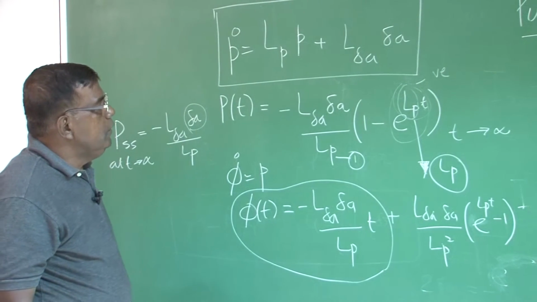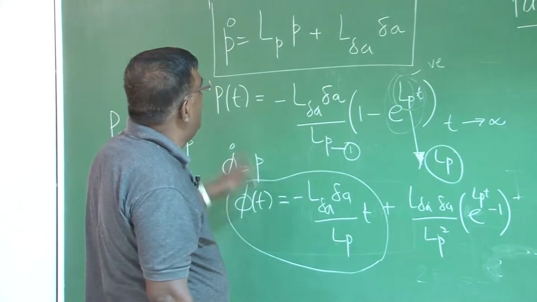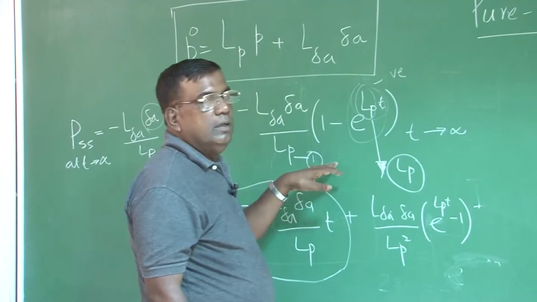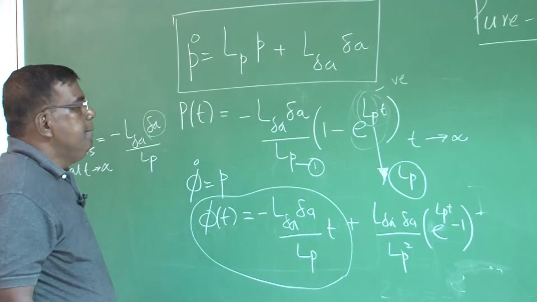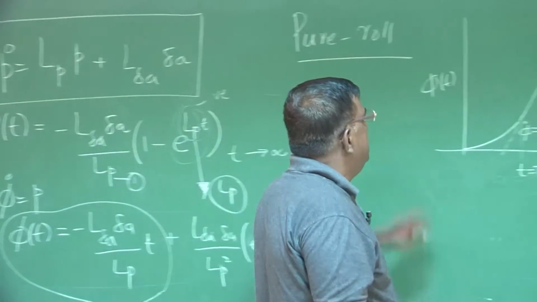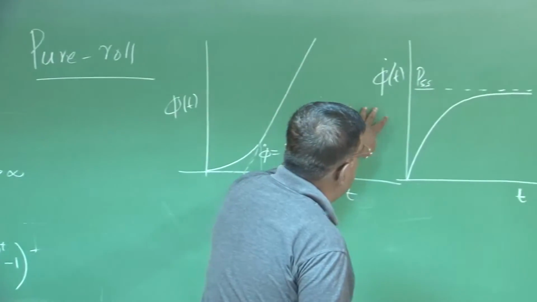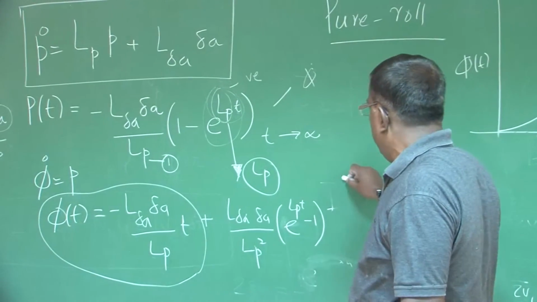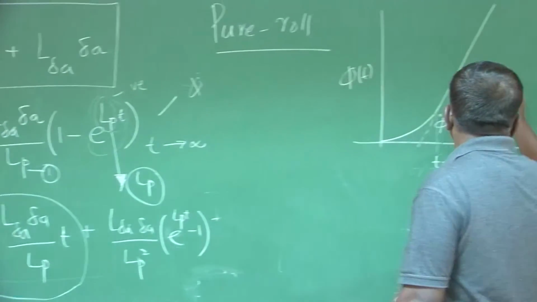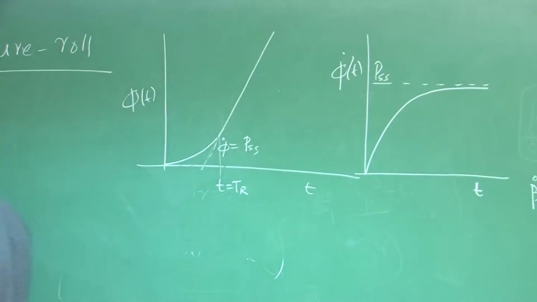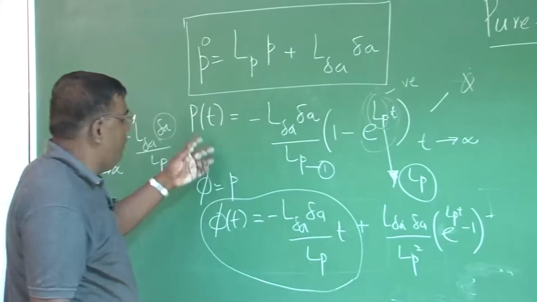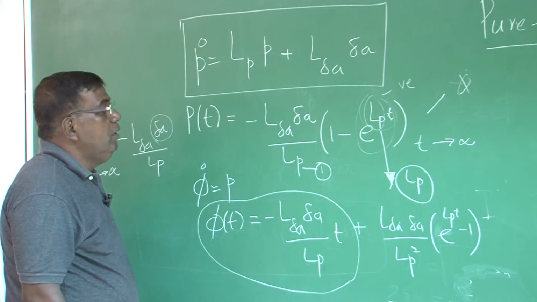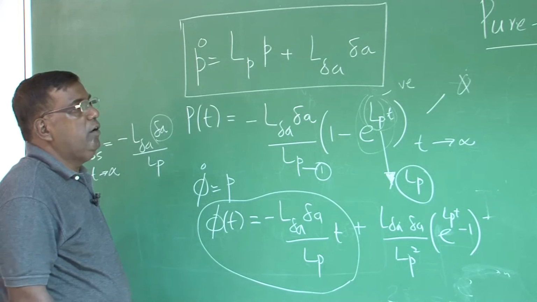Okay? So in a stability augmentation system, we also know that if you want to tweak the roll response, I need to play around with LP. That is very important. If I again come back here, this is the phi of t variation, and this is the phi dot t variation, and you can see that the variation goes like this. We also realize that if I want to do something with the roll response, I have to play around with LP, the roll damping derivative.